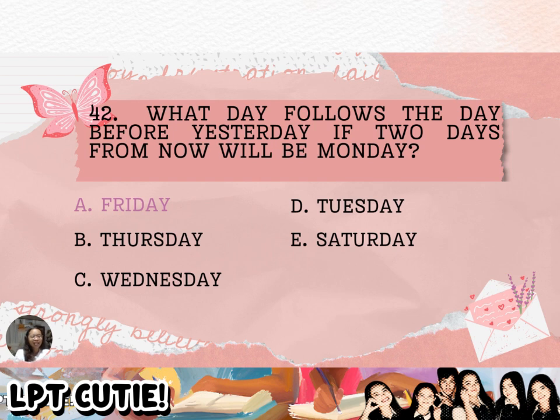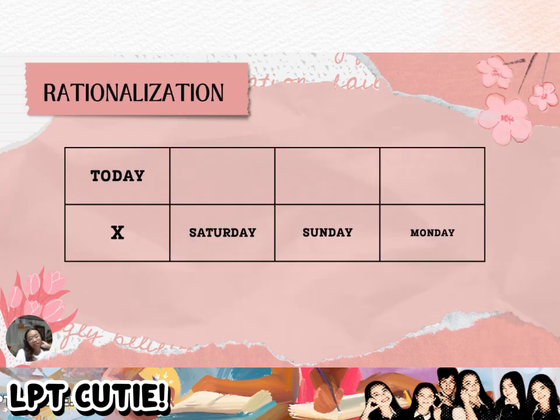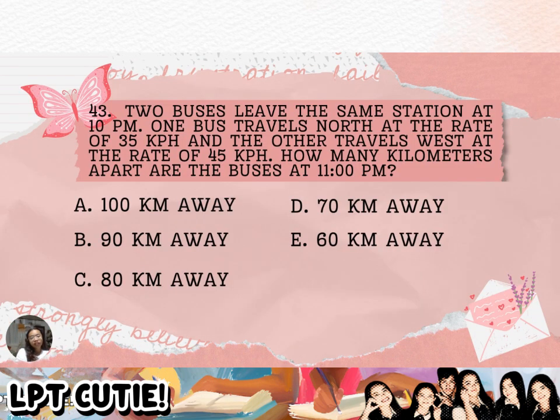So this is a really tricky question, but all you have to do is to analyze the given problem. So we have here today as our X, and then 2 days later will be Monday. So from today, we have Monday 2 days later. From that, we can now plot what day is today. So today is Friday. So that's the 42nd question.